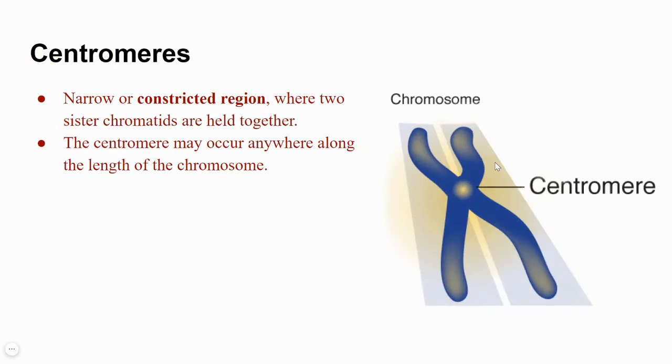Quick look at what centromeres are. These are narrow constricted regions. In the centromere region, the DNA molecules do not have any genes. They are non-coding regions. And this is the part where the two sister chromatids are held onto each other until mitosis has ended. Okay.